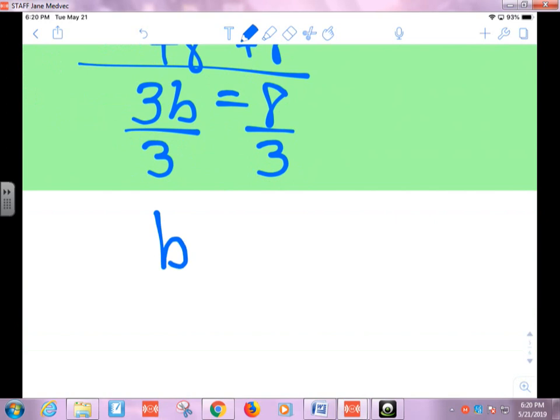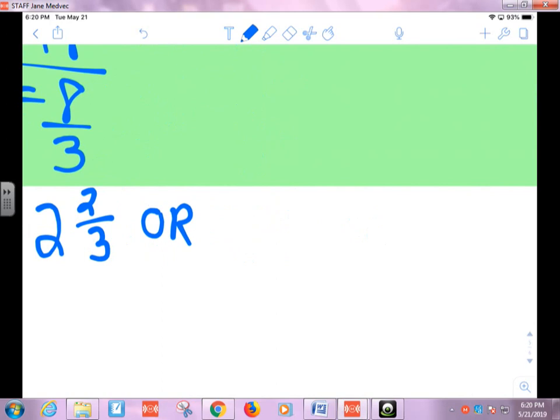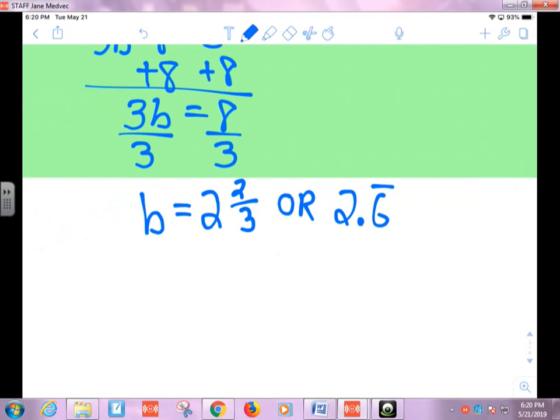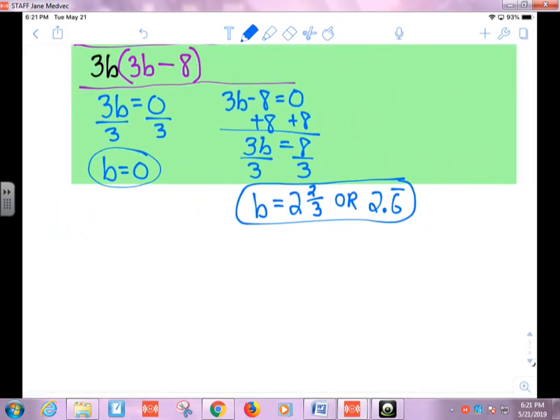And I end up with b equals. Now you're going to have to use your calculator on this. You can write it as 2 2/3, or if you want to, you could go 2.6, but make sure you get that repeat bar over the top. That's going to be really important. Don't just write 2.6 or 2.7. And those are our two answers.